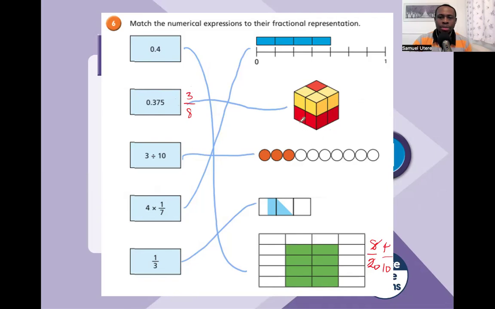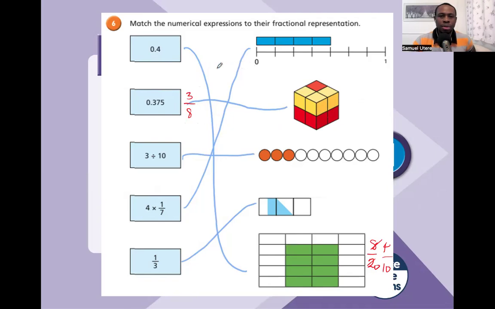Now, looking at this cube, you can see that we have 1, 2, 3, and we have 1, 2, and obviously on the other side, that will be shaded. So that represents 3/8. Of course, if you think about it, you have 1, 2, 3, 4, and we have 4 at the bottom as well. So that's 8 altogether. And then out of that 8, you can see that it represents that fraction.